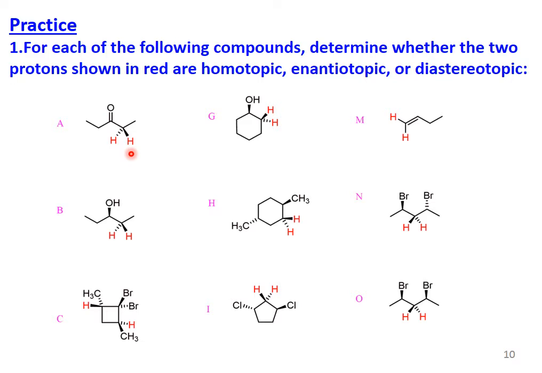Similarly, this is another compound. Now if you are given a compound, first of all you have to identify the chiral center. This is the chiral center, this is a chiral center, this is the prochiral center. Now again, replacement of any proton results in diastereomers. That is why the two protons are diastereotopic.